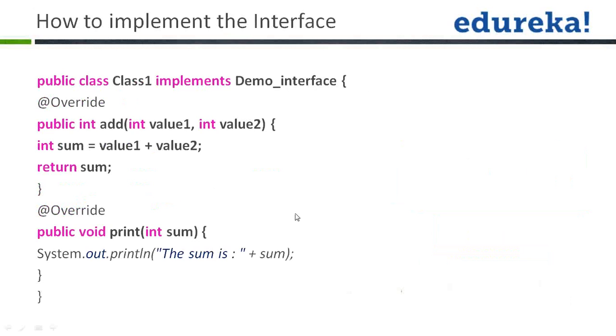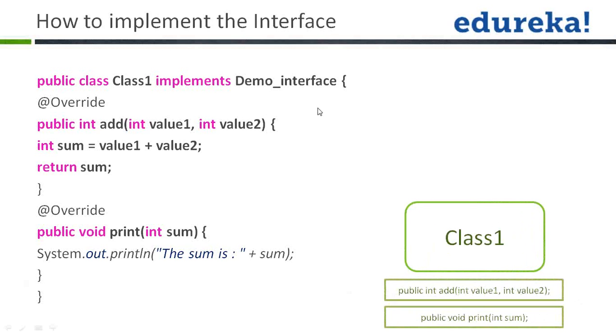Now how to implement the interface? You understood how to create one. Now how to implement it. So you have got a class, class 1, which implements demo underscore interface. In that you have to override both the methods. In the first overridden method you put sum equals value 1 plus value 2, return sum, and the second, print, is taking an integer value and printing whatever value has been passed to it.